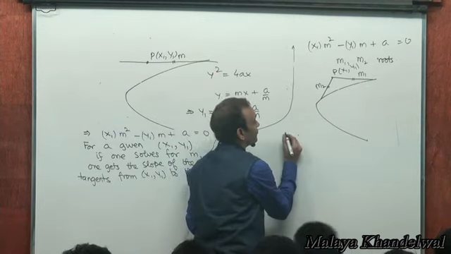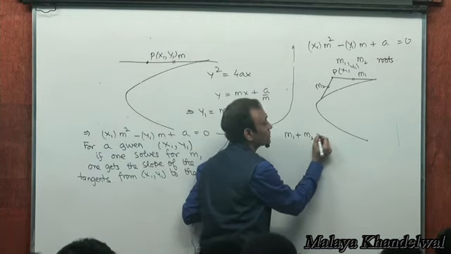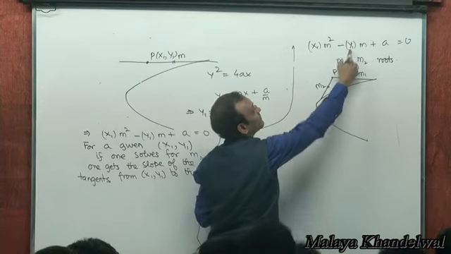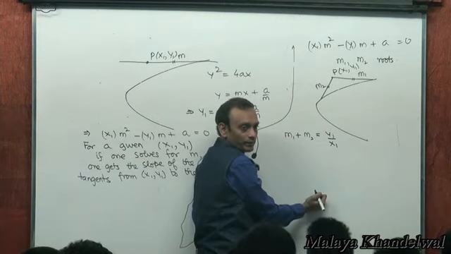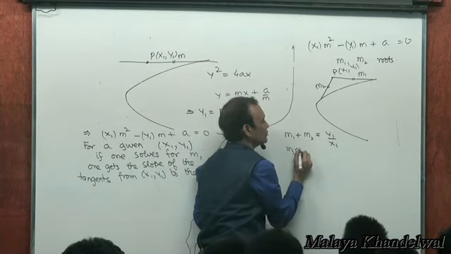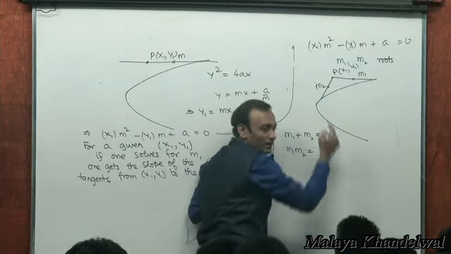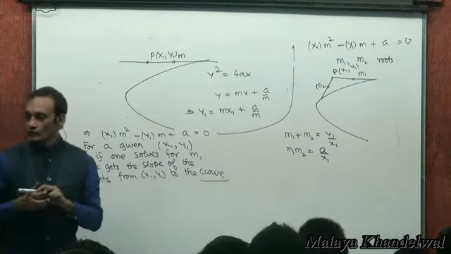Which means m1 plus m2, the slopes of the two tangents that could be drawn from x1, y1 to the curve, would be y1 by x1, the sum of the roots of this quadratic. And m1 m2, the product of the roots, is going to be a by x1. Yes or no?